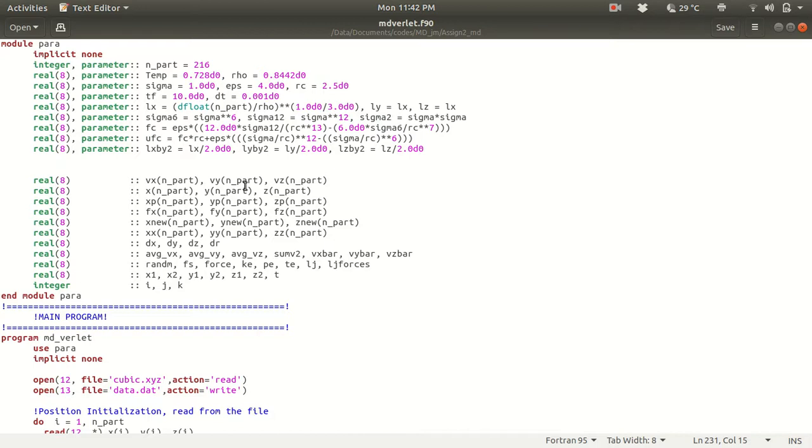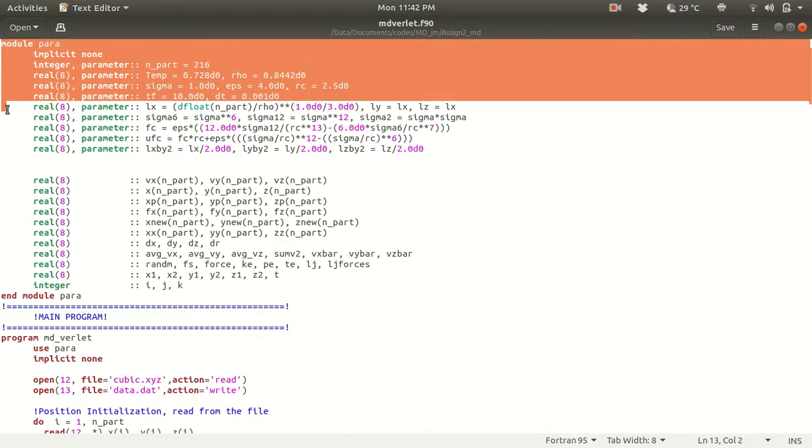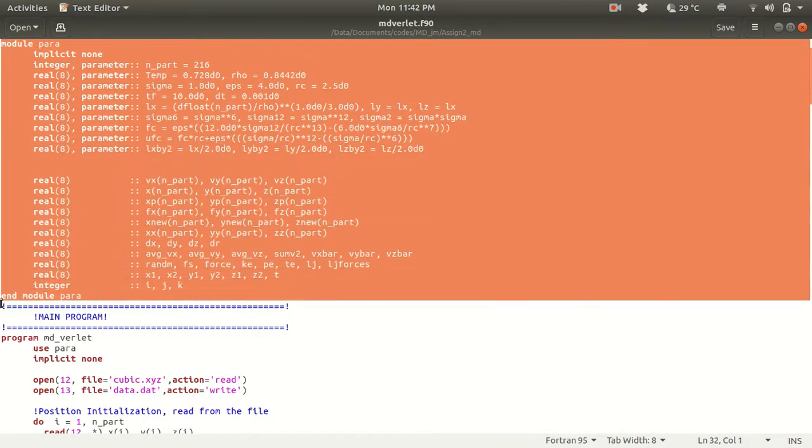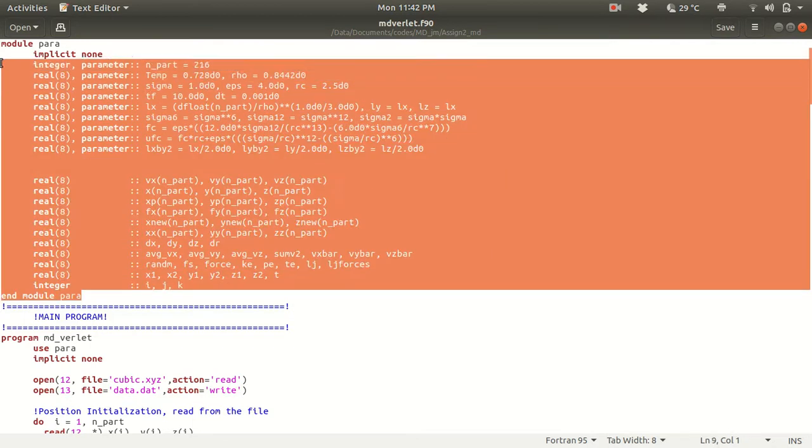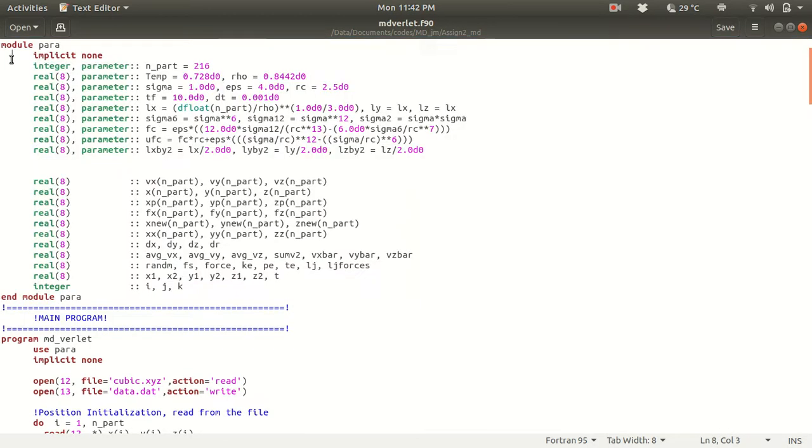The code has several parts, so I have written it in several parts so that it is easily understandable. I have written a module. So what is a module? A module in Fortran is basically a part of code which is a separate program. You can write this in a separate file, a mod file, but I have written it here itself. This module can contain several subroutines and other functions, and also some parameter values and some variables.